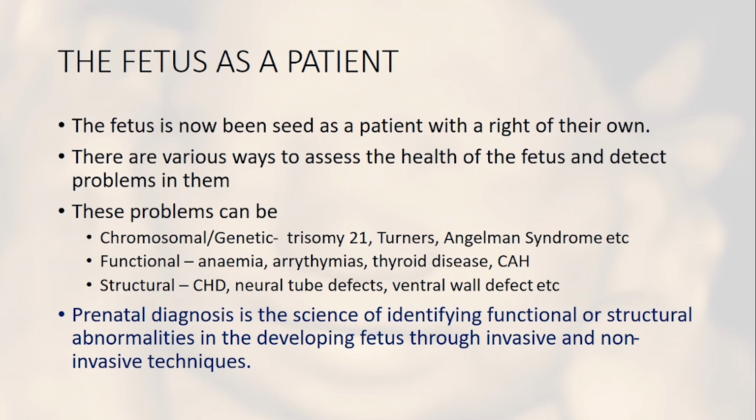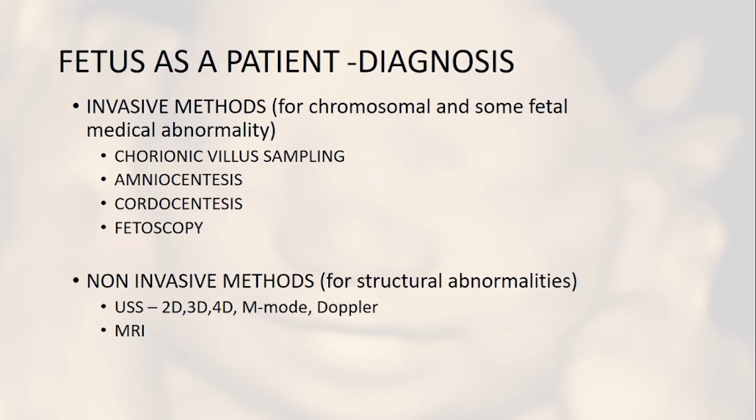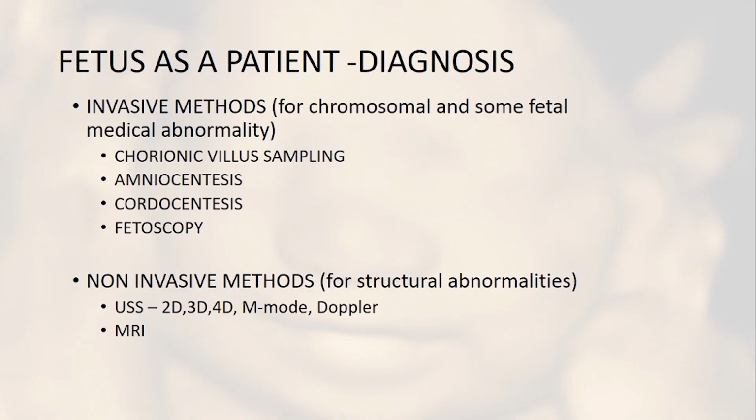So prenatal diagnosis, there's an area of fetal medicine called prenatal diagnosis, which is dedicated to identifying the functional or structural abnormalities in the developing fetus through invasive and non-invasive techniques. Some of these invasive techniques are basically used to detect chromosomal abnormalities, and then some for structural abnormalities. For example, chorionic villus sampling, amniocentesis, cordocentesis, and fetoscopy.